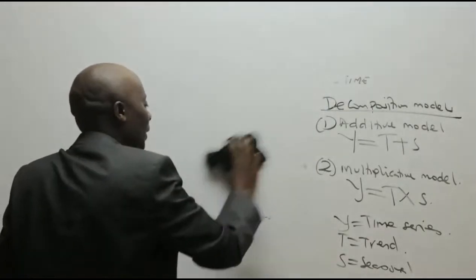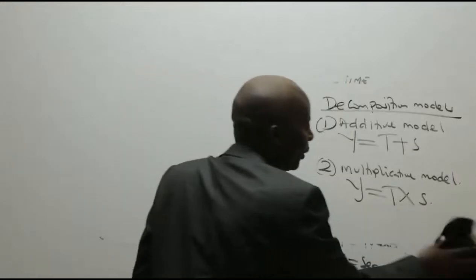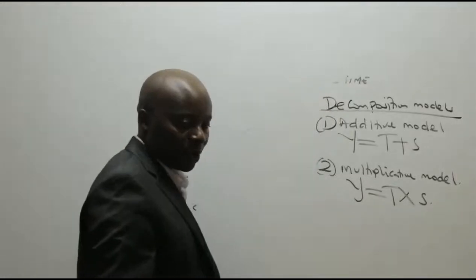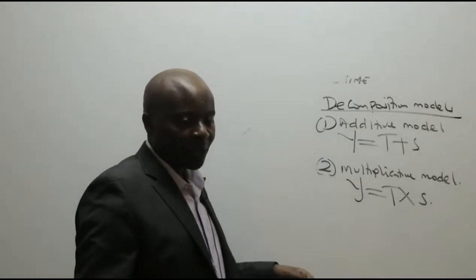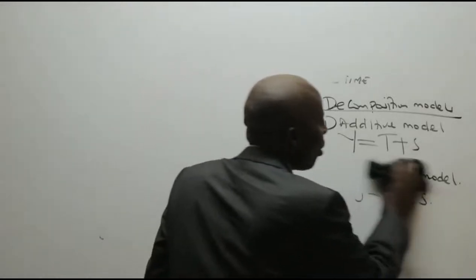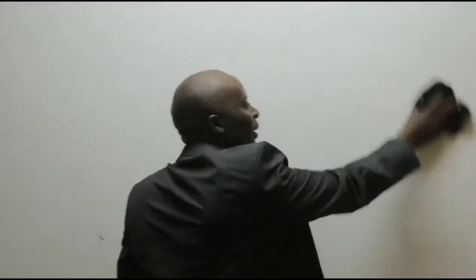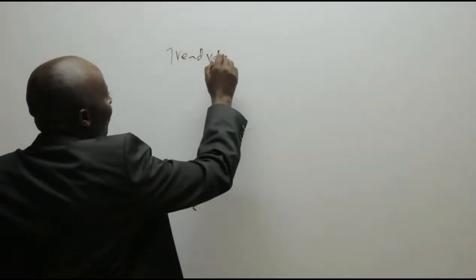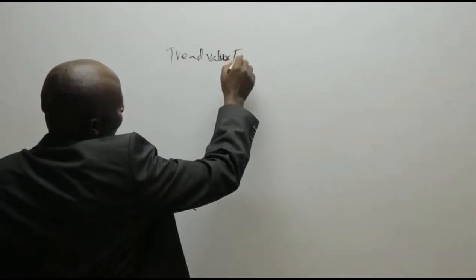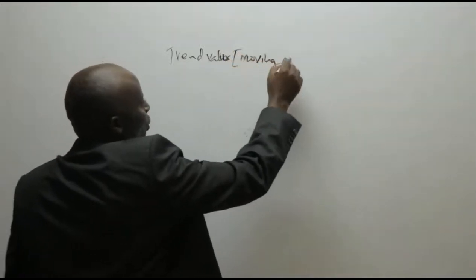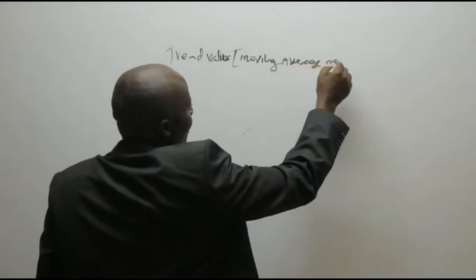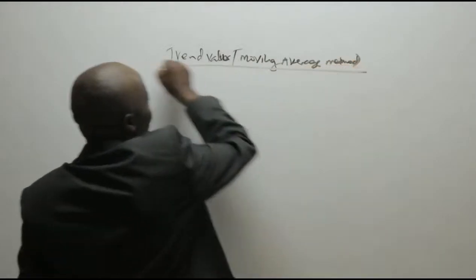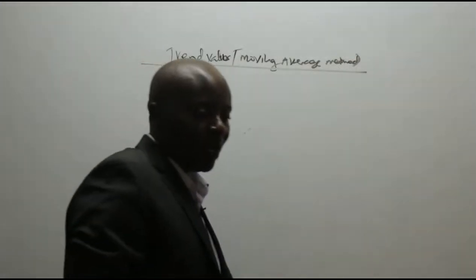Now, from there, ladies and gentlemen, we go straight away to the most important thing in decomposition, which is ascertainment of the trend. So the next thing will be to ascertain the trend. How do we ascertain this trend? To derive the trend values, there are many methods, but the most common one is the moving averages method. And I shall use the question at hand to demonstrate this moving averages method.